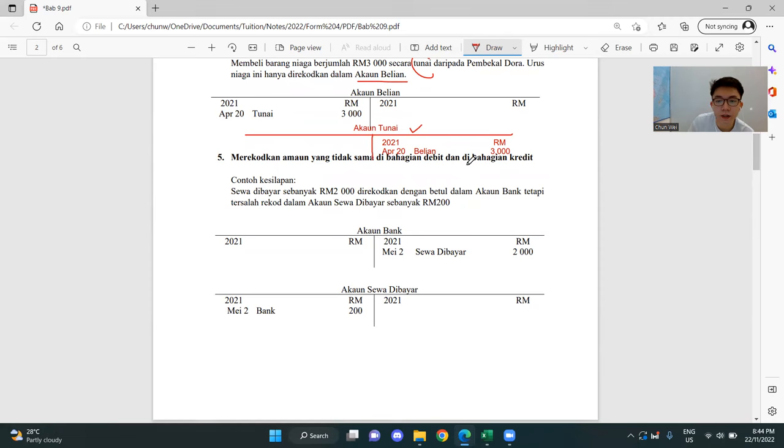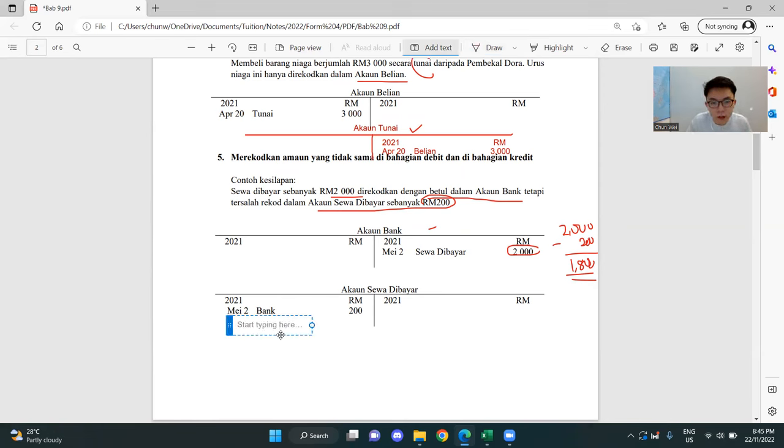Merekodkan amount yang tidak sama di bahagian debit dan di bahagian kredit. Okay? Contoh kesilapan. Contoh, sewa yang dibayar sebanyak RM2,000 direkodkan dengan betul dalam account bank. So, this is correct already. Okay? Tetapi tersalah rekod dalam account sewa dibayar sebanyak RM200. Supposedly it is 2,000. But you only record it as 200. So, what is the perbezaan? 2,000 minus 200. Maksudnya there's another RM1,800. Fair enough. So on this side, I have to add lah. Okay. So here, you add what is the missing one. So you write back, need another RM1,800.